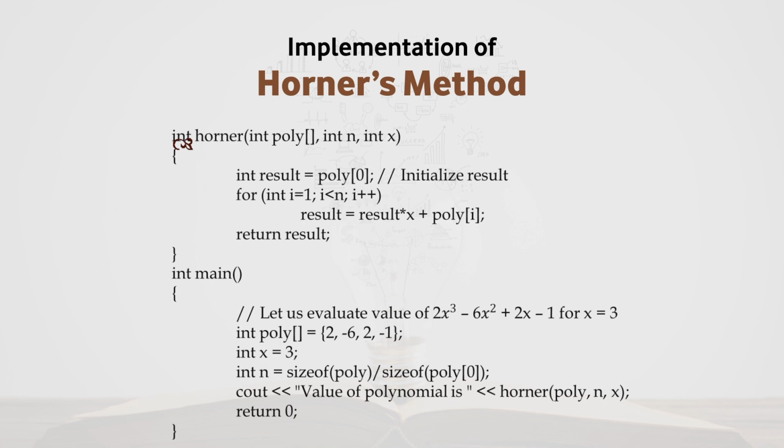that is 0. Again that result will be put into this. So, 0 into x, where x equals 3, 0 into 3 plus poly 2, which is 2. So, what will be the value of result? That is 0 into 3 plus 2, that is 2. Again in a similar way you can get the value of the result, and using Horner's method we can finally evaluate the expression 2x cube minus 6x square plus 2x minus 1 at the given value x equal to 3.